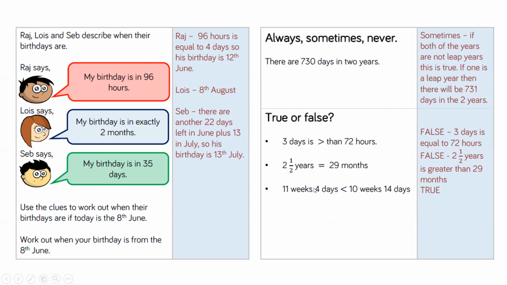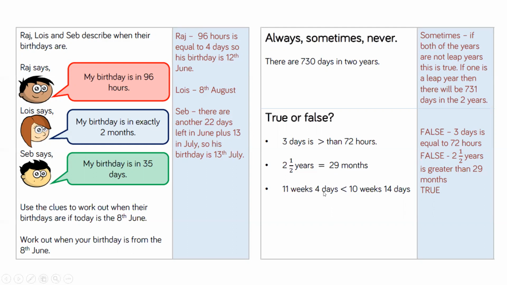So that's not right. 2.5 years equals 29 months. Right. So 1 year is 12. So 2 years is 24. And then we want half a year. So half of 12 is 6. So 24 plus 6 is 30. So it's not equal to. So that's false, isn't it? 2.5 years is actually greater than 29.